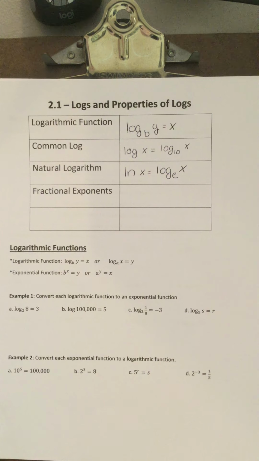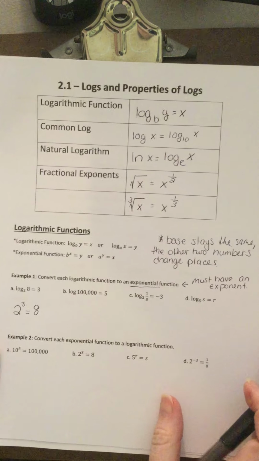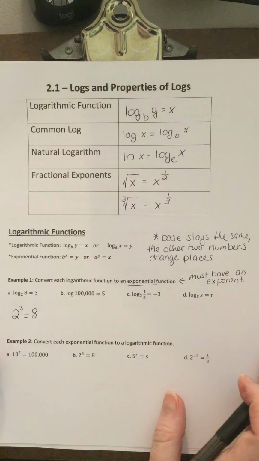All right, so for letter A, your base is 2. The base is the number that's written next to the G in your subscript. So my base is still going to be my base. Now the other two numbers are going to change places. So the 3 is going to come over here with the 2, and the 8 is going to go on the other side of the equal sign. Oops, sorry, y'all. Now if you stop and look at that, that makes sense. 2 to the 3rd power is 8.